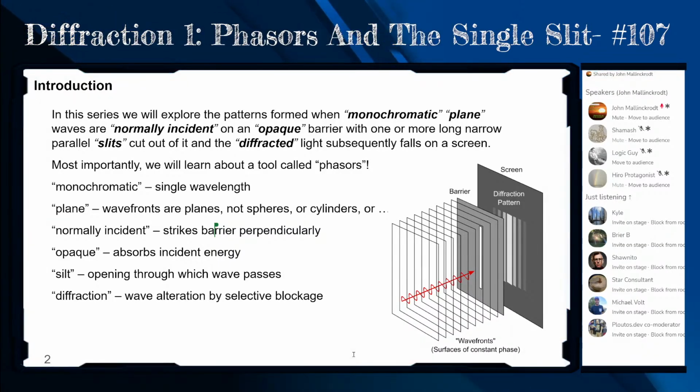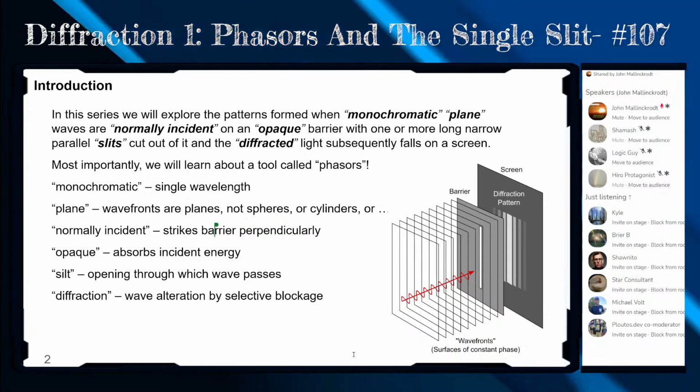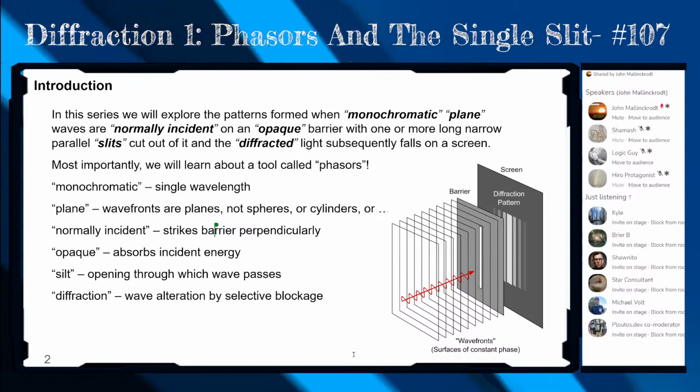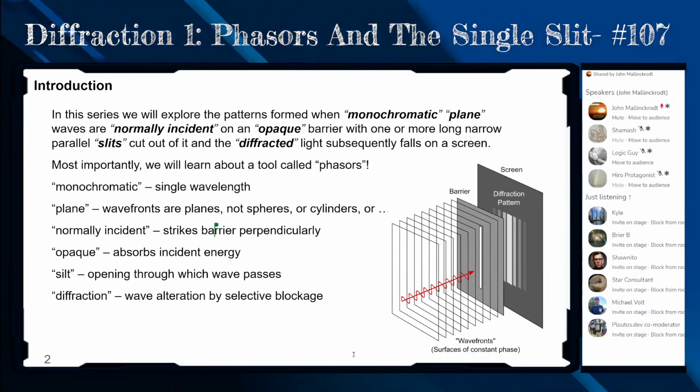So these waves are normally incident on the barrier. The barrier is opaque. It absorbs incident energy. The slit is an opening through which the wave can pass, a place where the wave energy isn't being absorbed. And the diffraction, and when we talk about diffraction, we really effectively just mean wave alteration. By selective blockage, the wave form will be altered due to the fact that part of it is not allowed to pass into the region behind the slit, and that's what we're interested in exploring. So let me stop there for a second and just see if there's any comments or questions.